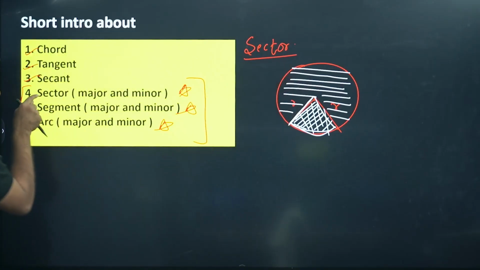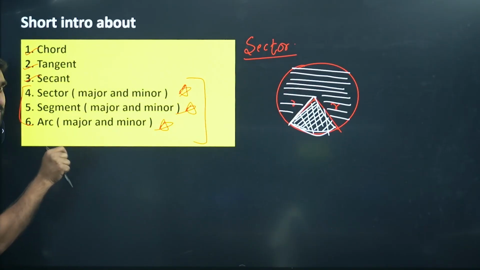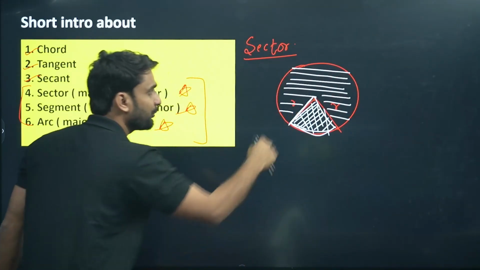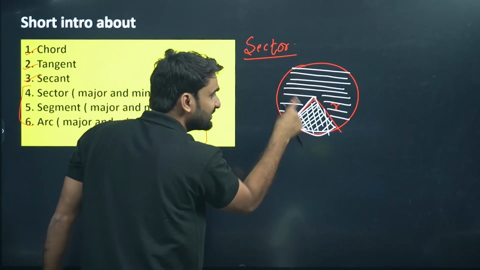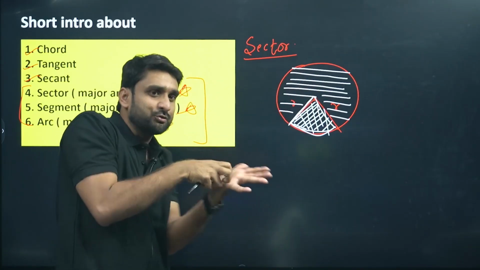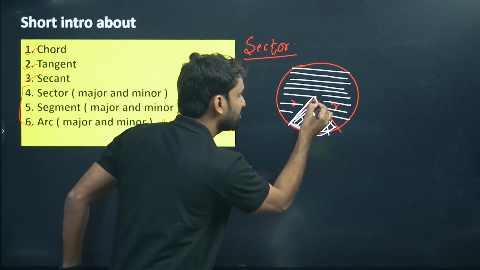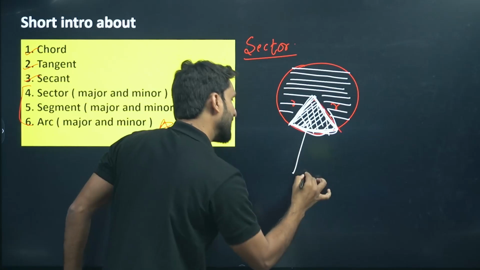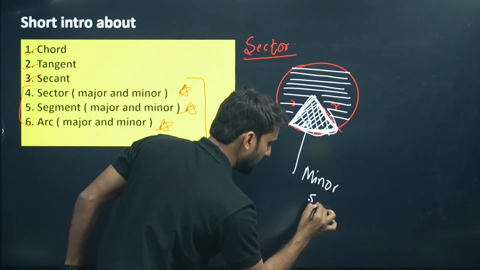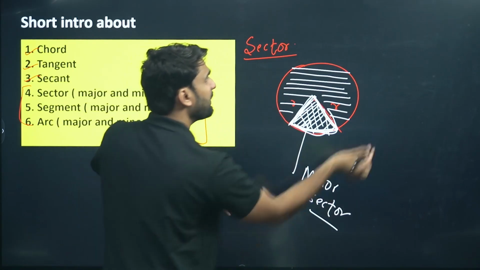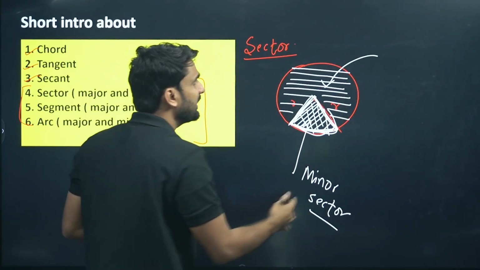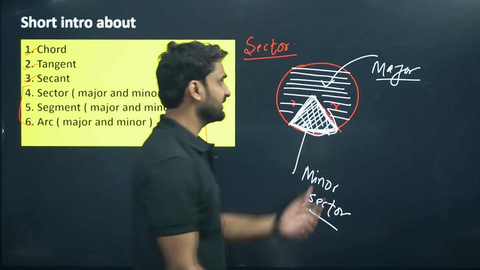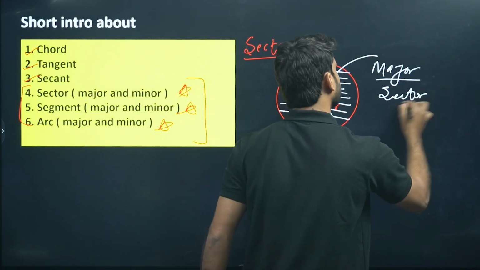There are 2 types of sector, major and minor sector. You should know the definition of sector here. On drawing 2 radii in the circle, the portion which is swept out, the portion we are observing, is called a sector. The smaller sector is called the minor sector. And the remaining part is called the major sector. This is the minor sector and this is the major sector. So what is the basic definition of the sector?